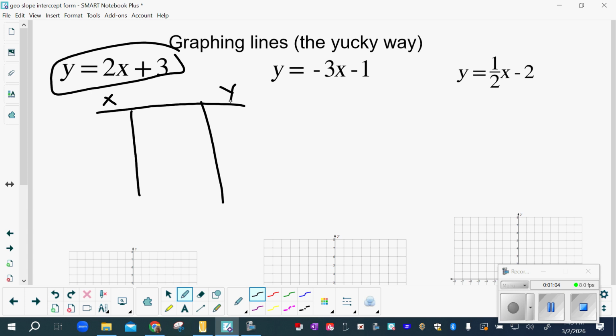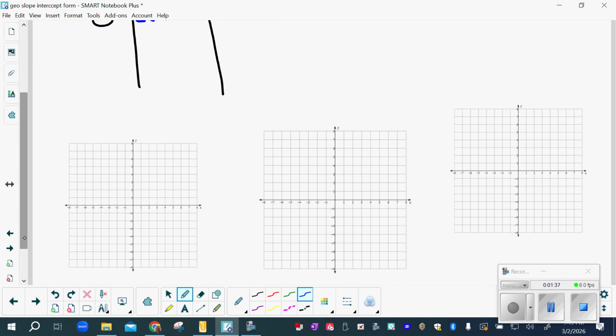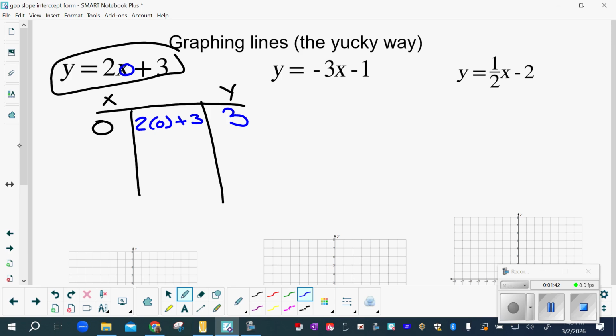Some teachers make you do this. I'm not a big fan of it because I have more kids make mistakes on this than they do on the shortcut. But if you're ever panicked, here's what you do. You plug in 0. So you're writing 0 down, and then you're going to put that 0 right here. So you're going to say 2 times 0 plus 3. You're going to do that little baby math in your head. 2 times 0 is 0. 0 plus 3, 3. And that's our first point. And you're going to come down here, and you're going to go 0, 3. Yay!